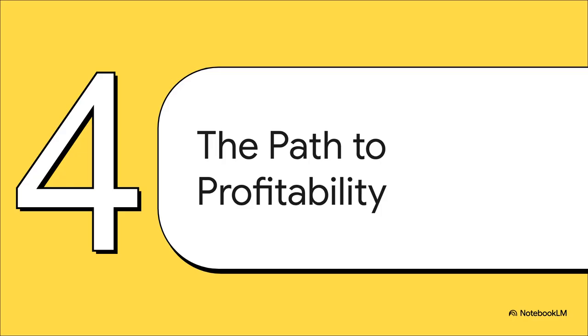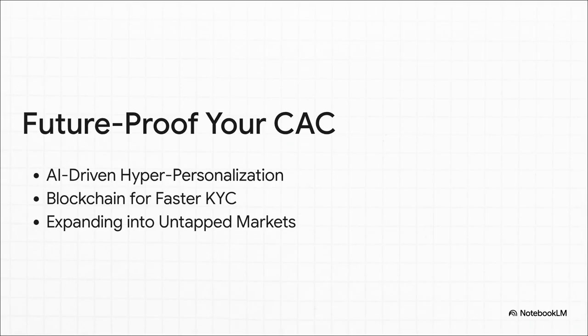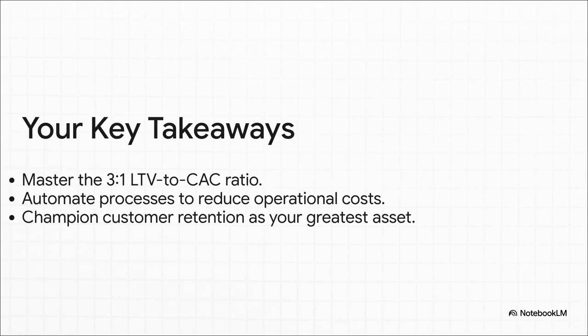So, as we start to bring this all together, you can start to see a really clear path forward. It's not about finding one magic bullet. It's about a smart strategy that combines financial discipline, smart tech, and just a relentless focus on keeping your customers happy. And looking to the future, the tools to do this are only getting better. AI is going to allow for incredible hyper-personalization. Things like blockchain could make those KYC checks almost instant, and smarter marketing will help unlock new, untapped markets where there's way less competition.